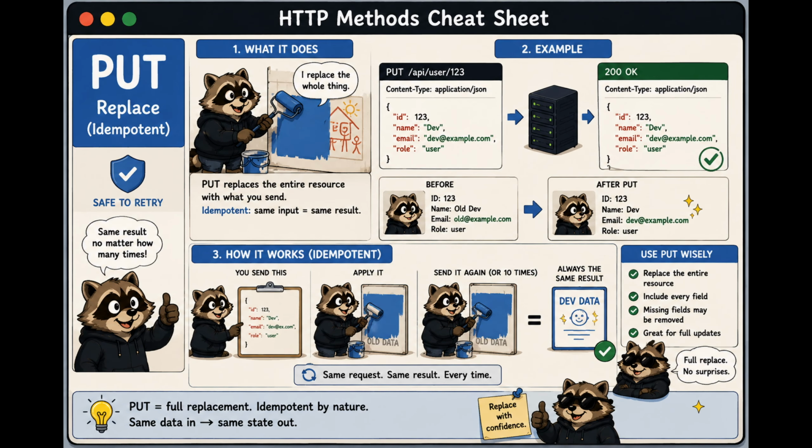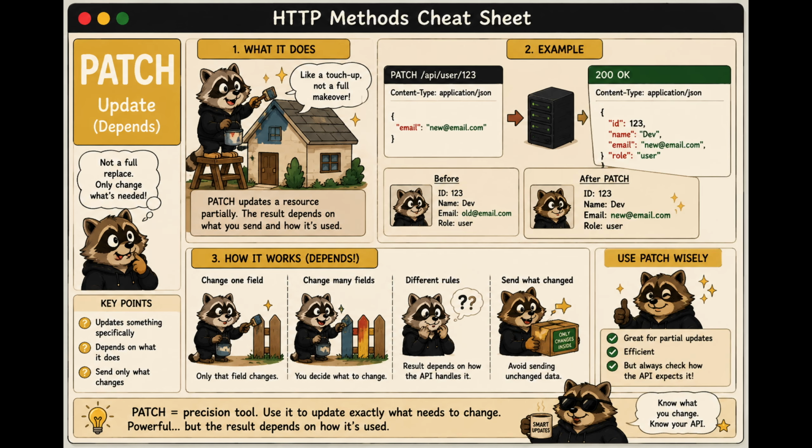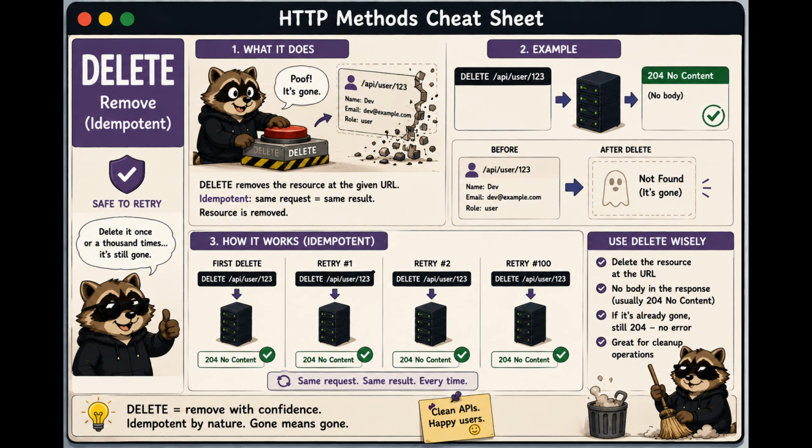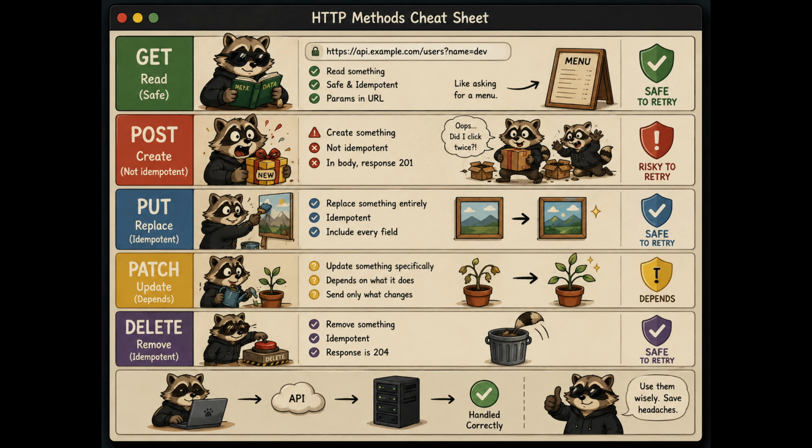Put. Put means replace something entirely. And it's idempotent. Include every field when you change your data. Otherwise, you lose what you don't include. Patch means update something specifically. And it's usually idempotent. And it sends only what changes. Delete. Delete removes something. It's idempotent. And its response is 204. And there are 2 types of delete, soft versus hard. Choose deliberately. That's 5 methods, the whole model.